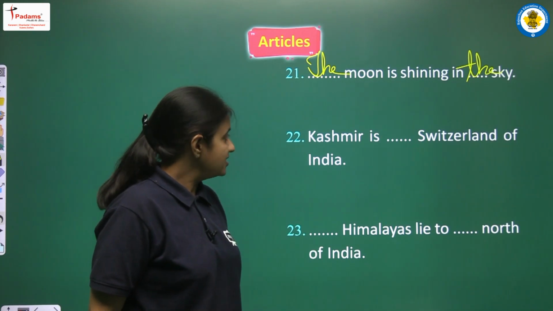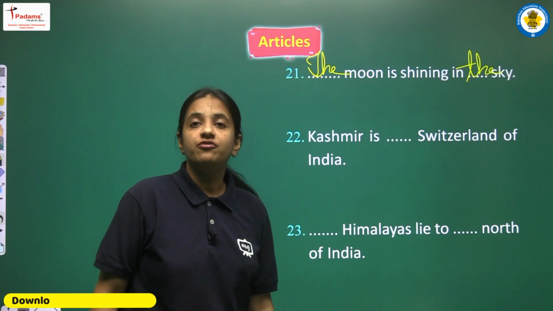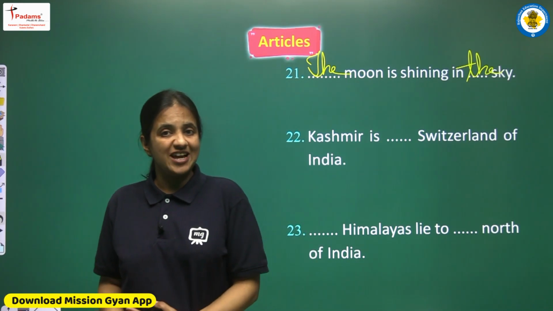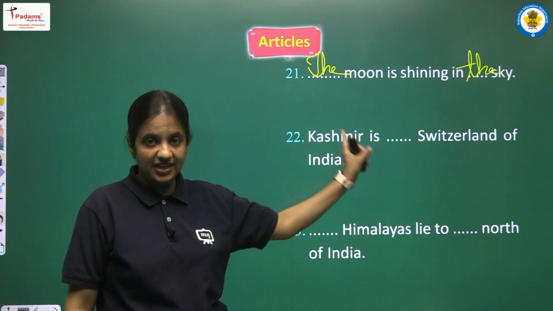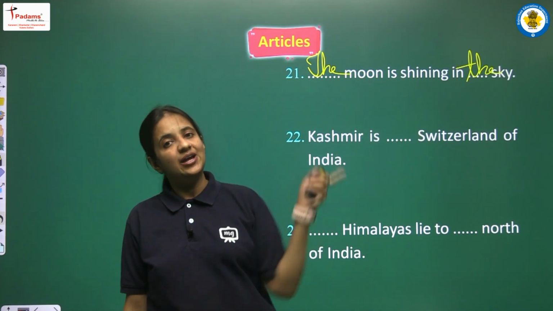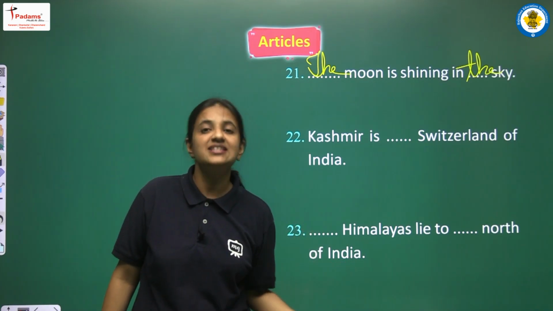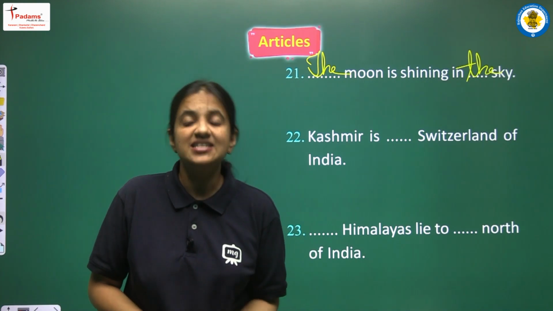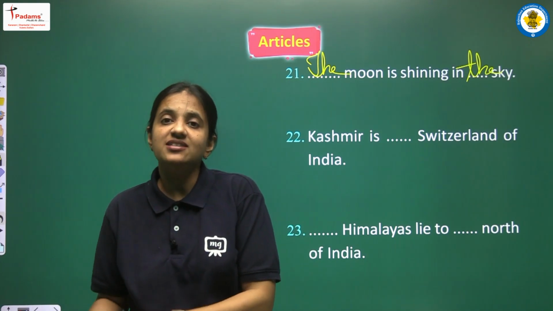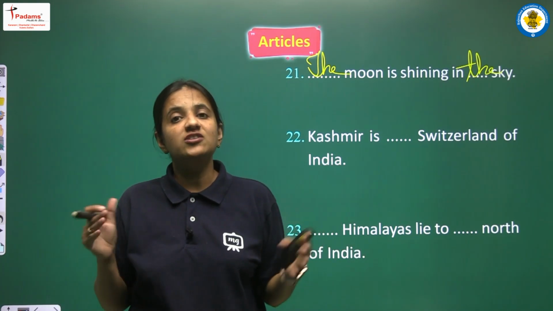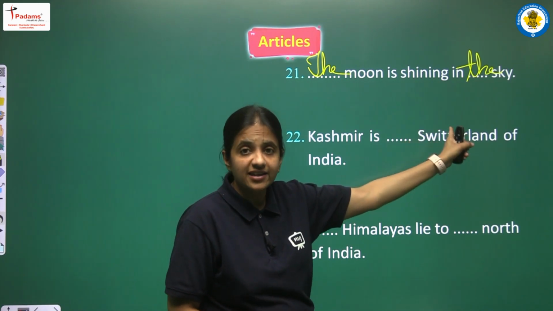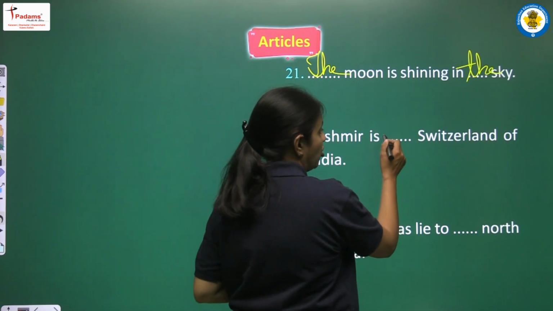Okay. Next is, Kashmir is Switzerland of India. So after reading the sentence, I hope you all are able to recall the rules that we have discussed already. So in this sentence we can see that we are having two proper nouns here. Kashmir is a proper noun, Switzerland is a proper noun, and one more thing that is very much clear in this sentence, that we are having one comparison. Yes, we are doing the comparison between Kashmir and Switzerland, and we are saying that Kashmir is just like the Switzerland. Okay, so because of this comparison we have discussed in the rules also, we have to use the here before the second proper noun.